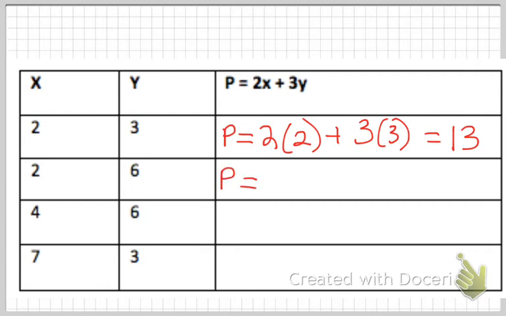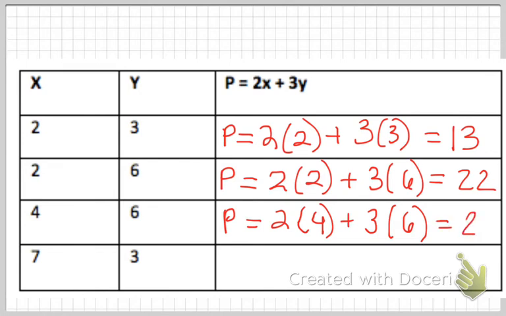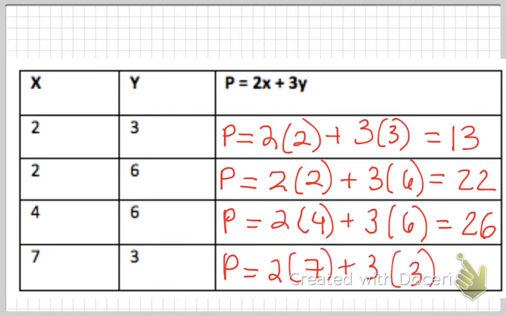So doing the same thing for the other vertices. Here I should get 4 plus 18, 22. Here I get 8 plus 18, 26. And here I get 14 plus 9, 23.